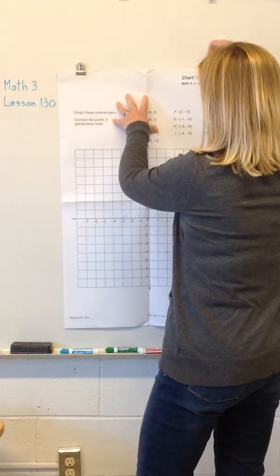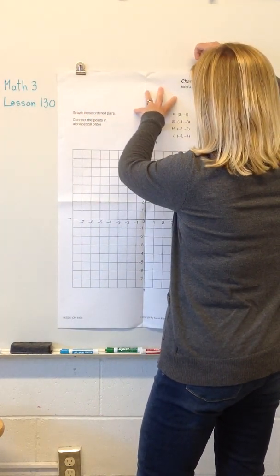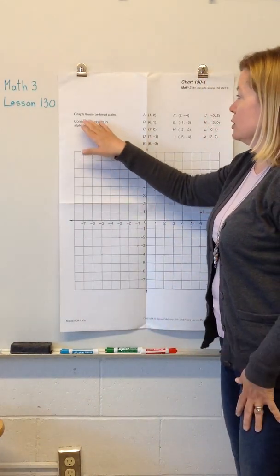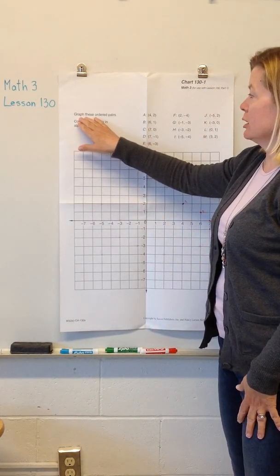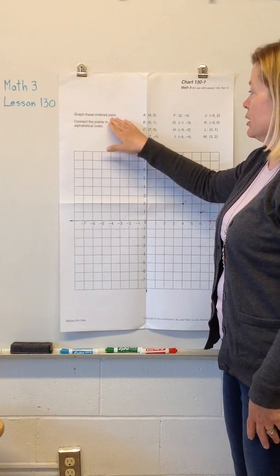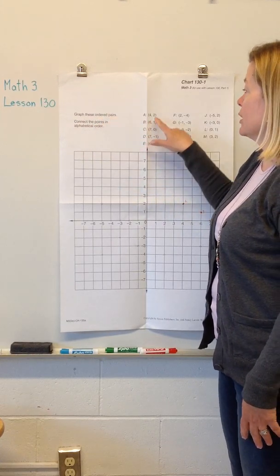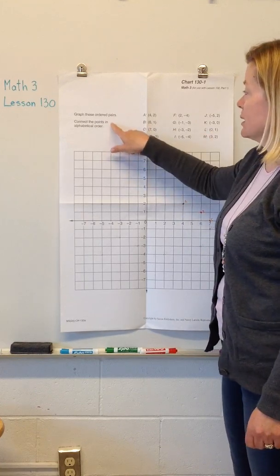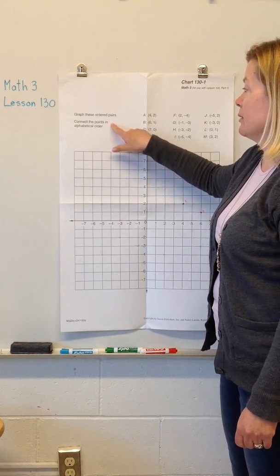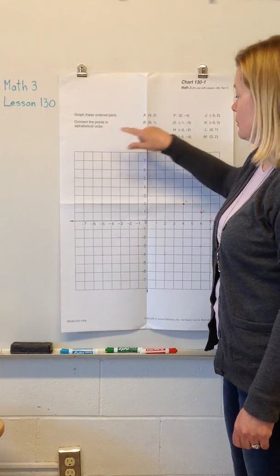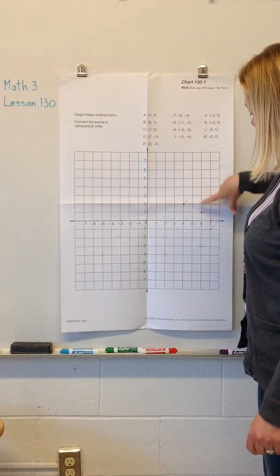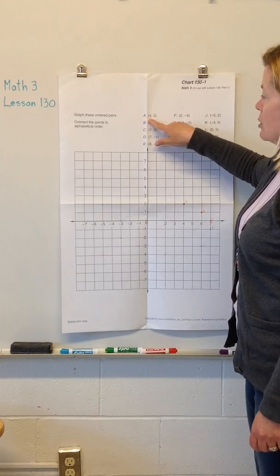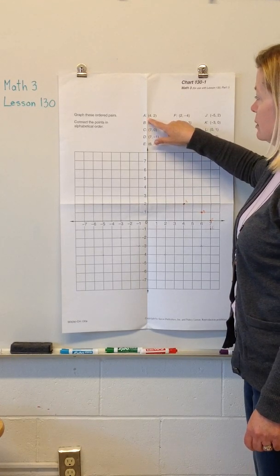So my paper looks just like yours, it's just bigger. You can see the directions here. Graph these ordered pairs, and then when you're finished graphing all the way through M, so that's 13 points, you need to connect the points in alphabetical order. You can see that I have done the first 3 for you. Let's just quickly go over how we need to do that.